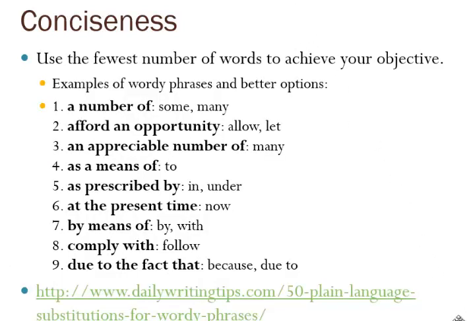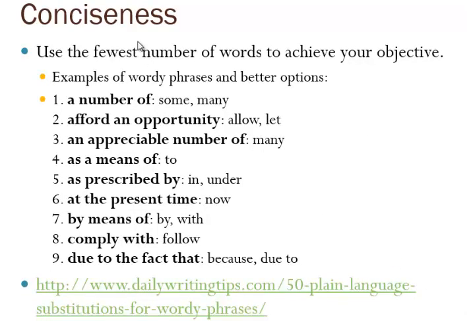Here are some other examples of conciseness, and a link if you're interested. Be concise by using smaller phrases when you can. A number of can be replaced by some or many. And not only is some or many one word as opposed to three words, it's also more precise. Many says more than just a number of. A number of could be any number. Many means a large number. Some means a small number. Afford an opportunity can be replaced by allow or let, etc.